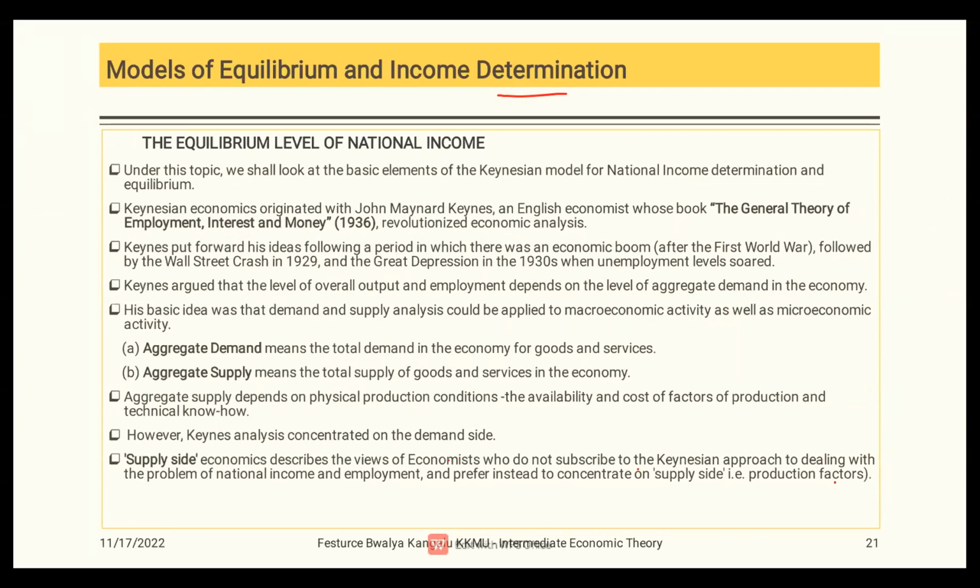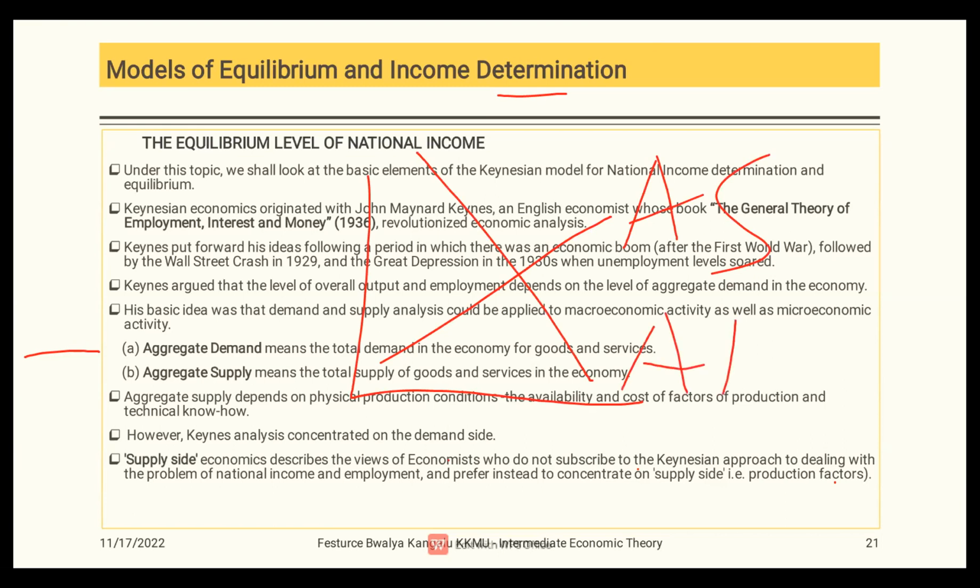Yes, I understand. Okay. So now, the basic idea was that demand and supply analysis could be applied to macroeconomic activities as well as microeconomics. Aggregate demand means the total demand in the economy for goods and services. And aggregate supply is the total supply of goods and services in the economy. So the equilibrium point is a point at which aggregate supply is equal to what? Aggregate demand. Is that clear?